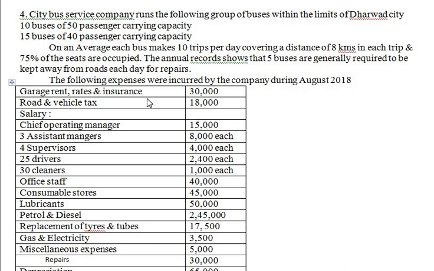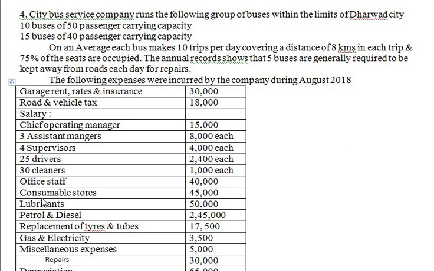Now here is the expense information they have given. So simultaneously we keep on marking where these expenses have to be taken. Garage rent, rates and insurance 30,000. This is a fixed expense, so we take it under fixed charges. Next is road and vehicle tax, fixed charges. Then salaries: chief operating manager, 3 assistant managers, 4 supervisors, 25 drivers, 30 cleaners, office staff. All these salaries will be considered fixed expenses for that particular month.